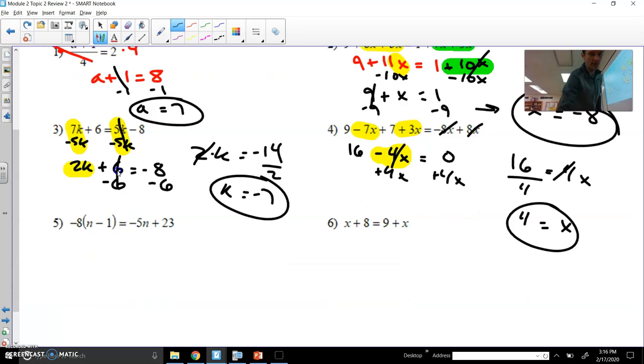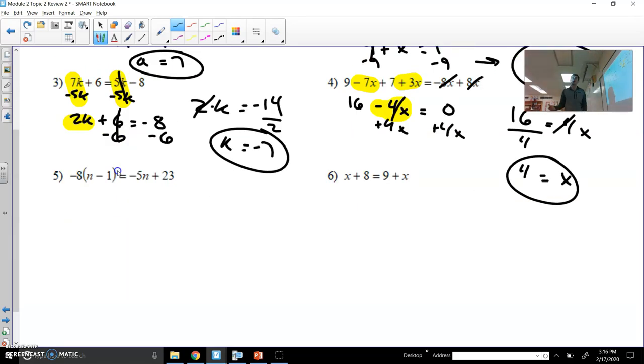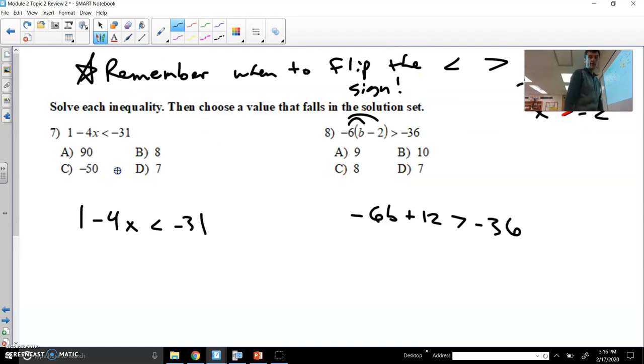So I'll leave you with these last two to try. Really think about multiplication as a start for this one. Distribution may be a good start there. And then just try to get x by itself with number 6. If it's something that you're struggling with, consider no solution or infinitely many. That may be a help to you.